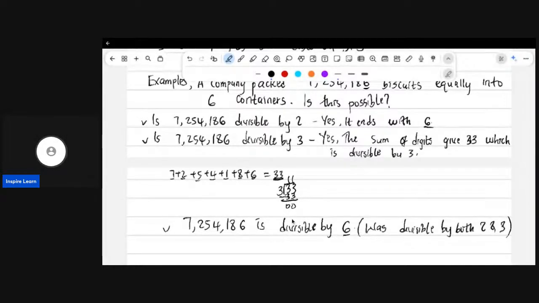As much as divisibility test for 2, 3, and 6 is concerned, we shall stop at that point for today. We shall continue in our next lesson.